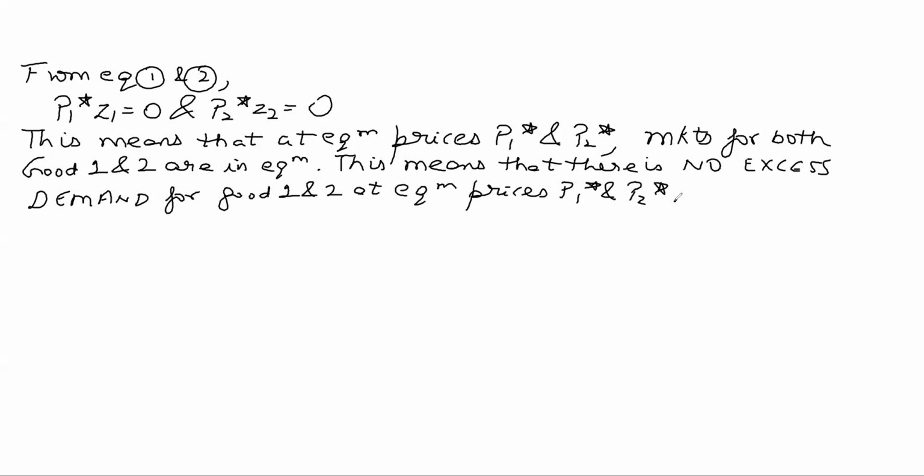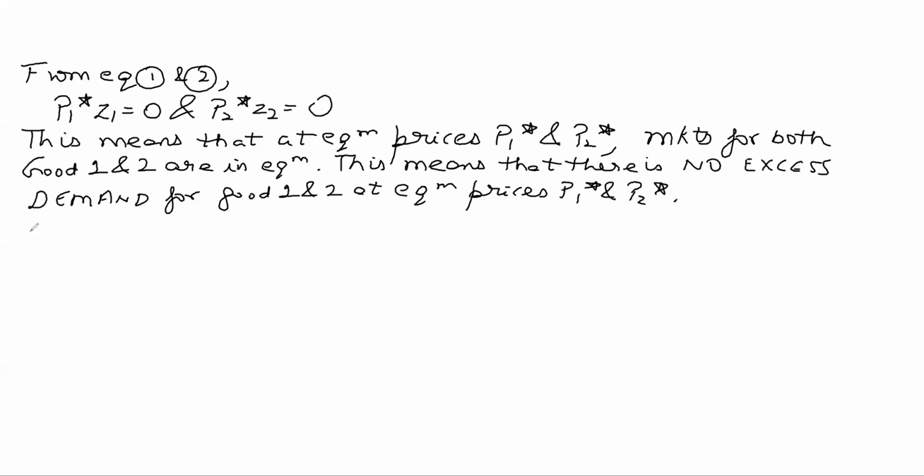This is how we interpret these two equations. At the equilibrium prices P1 star and P2 star, there is no excess demand for good 1 and good 2. That is why P1 star into Z1 is 0. That means there is no excess demand for good 1 at the price P1 star, and P2 star Z2 equal to 0 means there is no excess demand for good 2 at the equilibrium price P2 star.